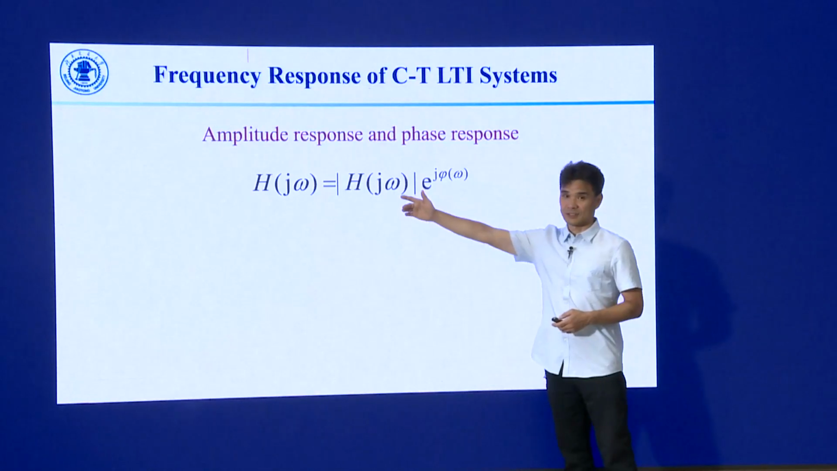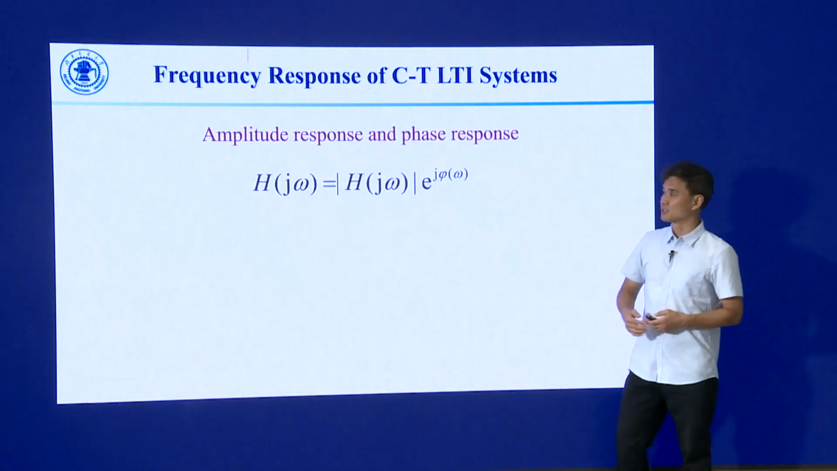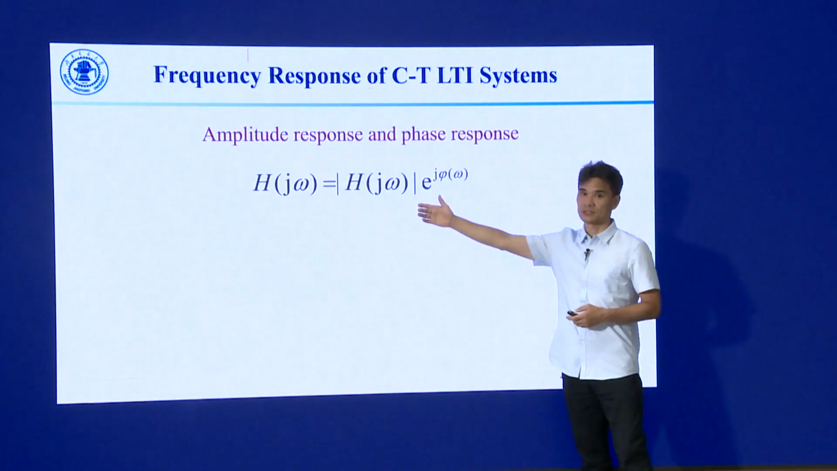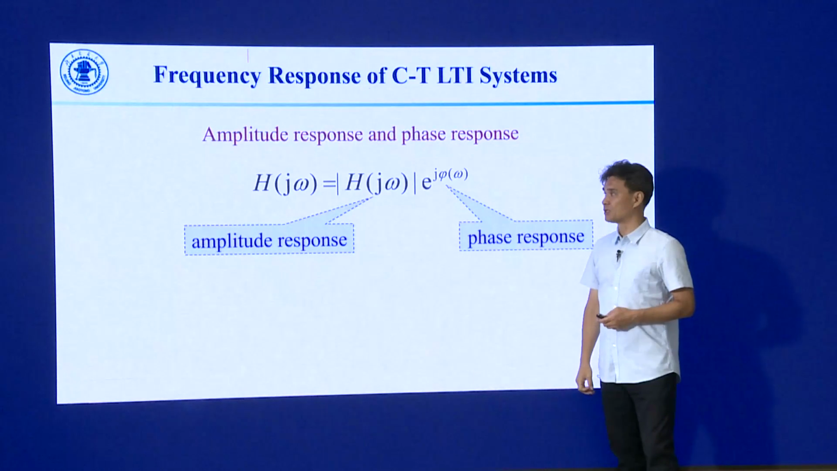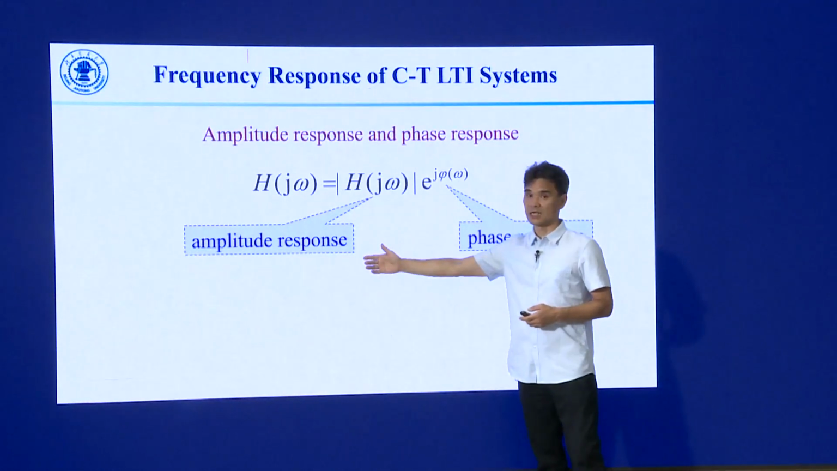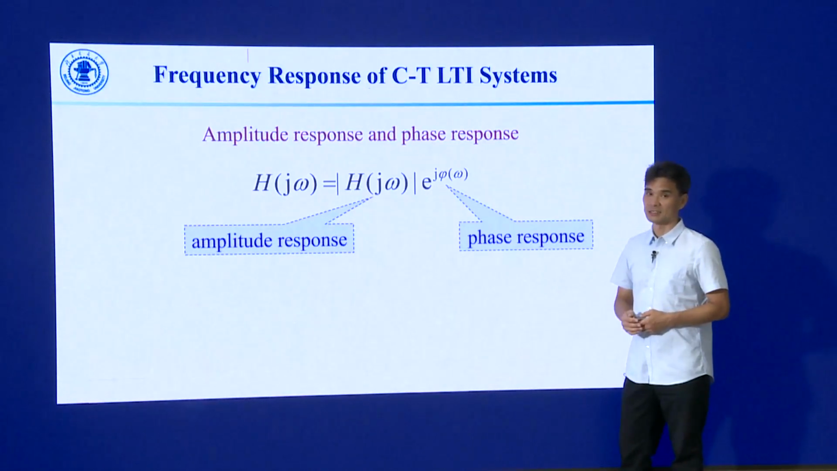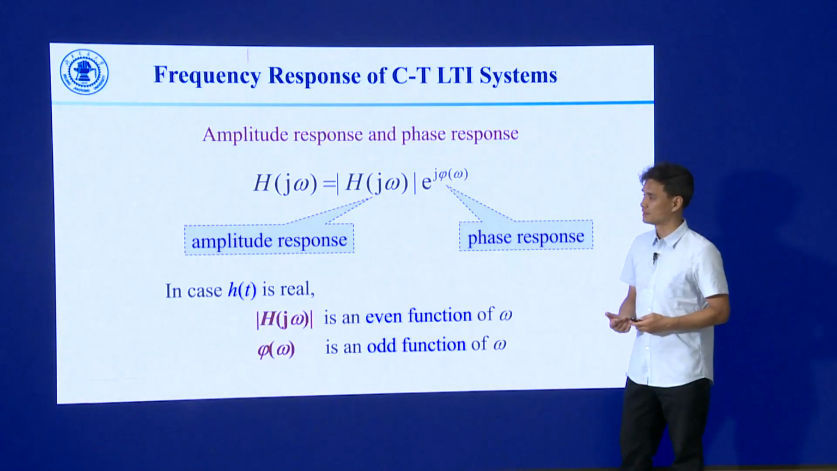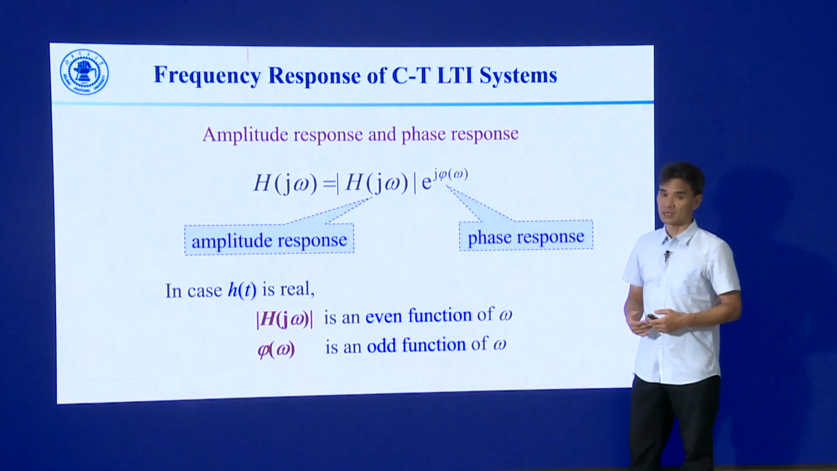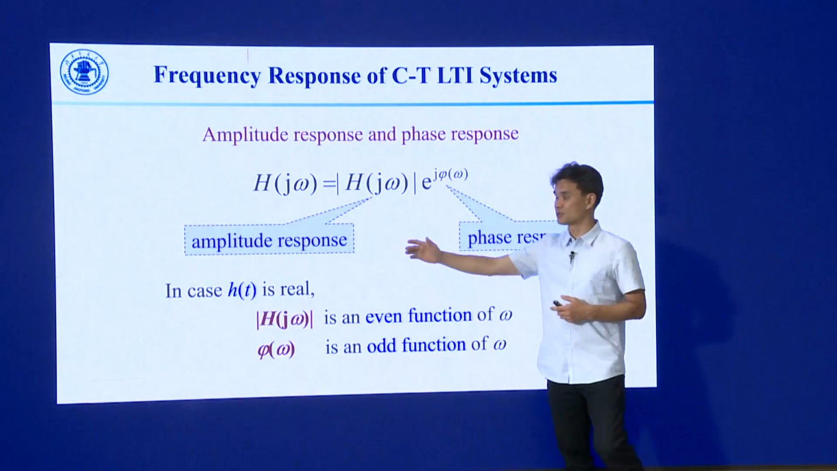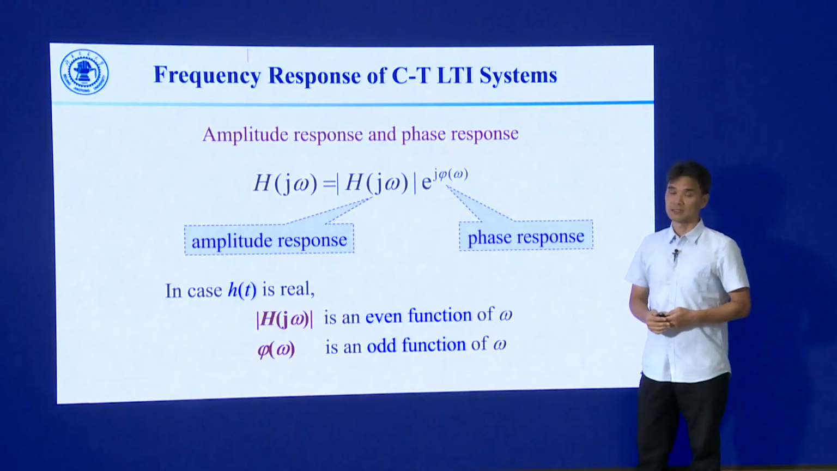Again, because the frequency response is the Fourier transform of the system's impulse response, in general it is a complex function. So it has amplitude and phase terms. The amplitude term is named the amplitude response, and the system's phase response is defined as the phase part. In case h(t) is real, then based on conjugate symmetry, we understand the amplitude response must be an even function, while the phase response must be odd.